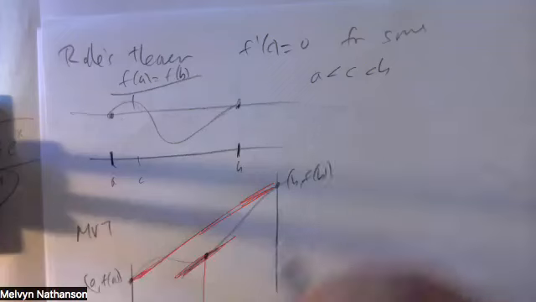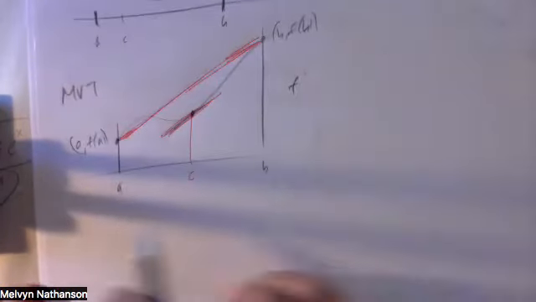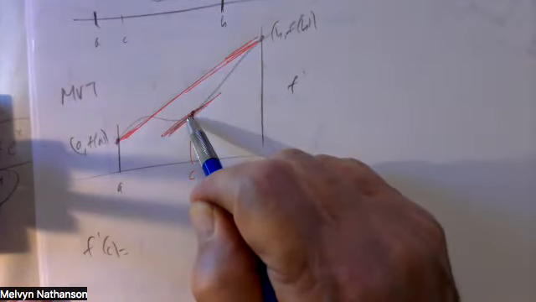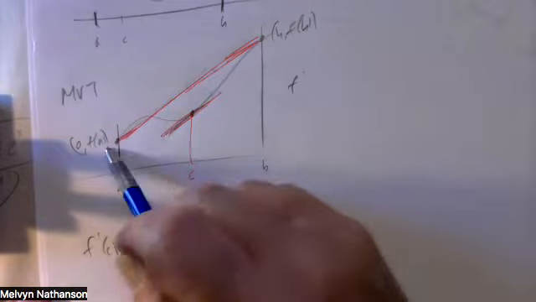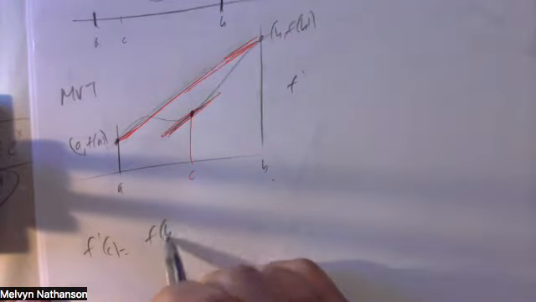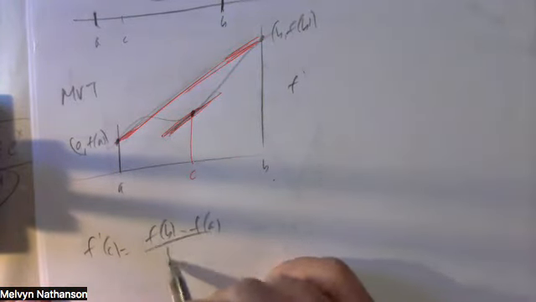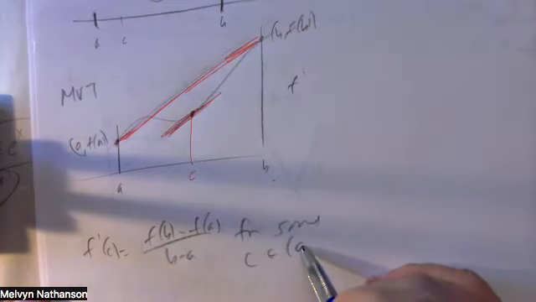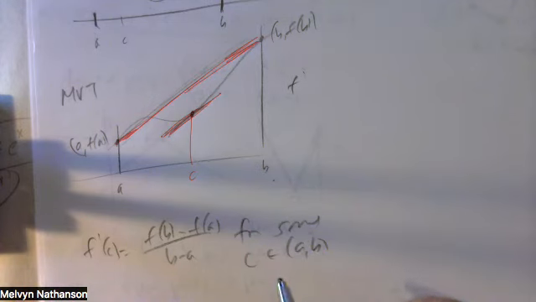f prime of C, the derivative at this point, is equal to the slope of the chord, f of b minus f of a over b minus a, for some number c in the open interval between a and b. That's the mean value theorem.